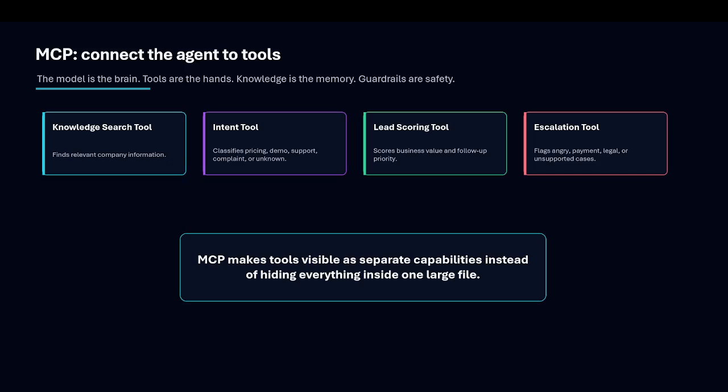Remember this clearly. The model is the brain, but tools are the hands. The knowledge base is the memory. Guardrails are the safety rules. Together, these parts create the agent.